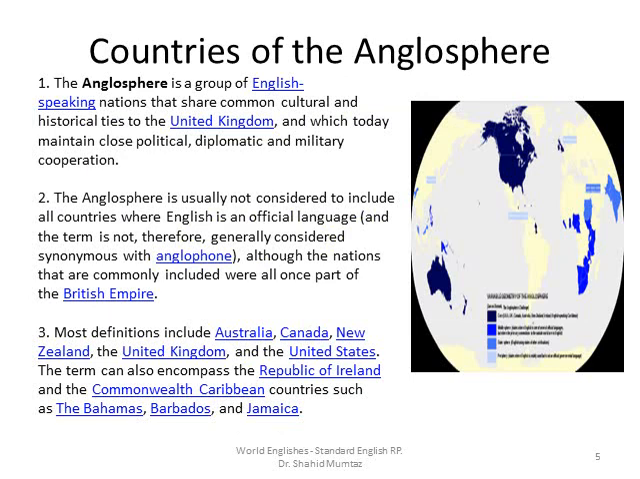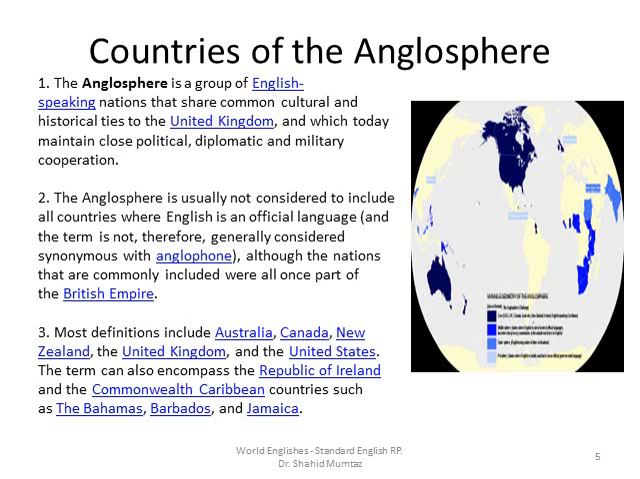Before we move on, let's quickly have an idea about the Anglosphere. What are the Anglosphere countries? The Anglosphere is a group of English speaking nations that share common cultural and historical ties to the United Kingdom, and which today maintain close political, diplomatic, and military cooperation. So they are called Anglosphere countries.